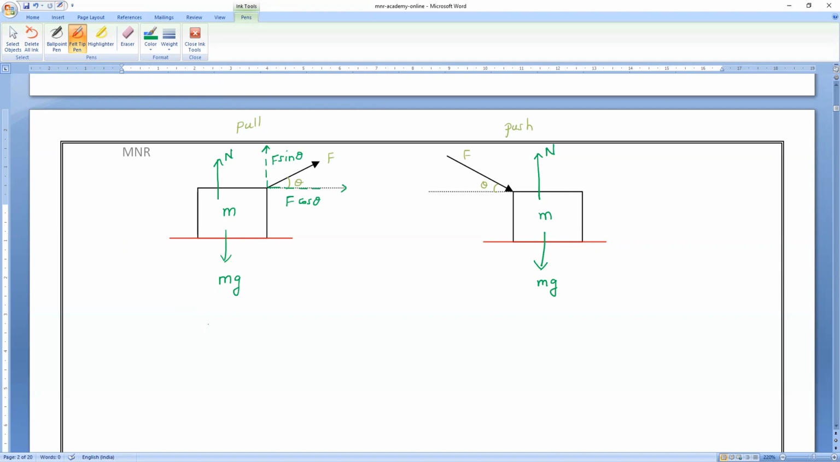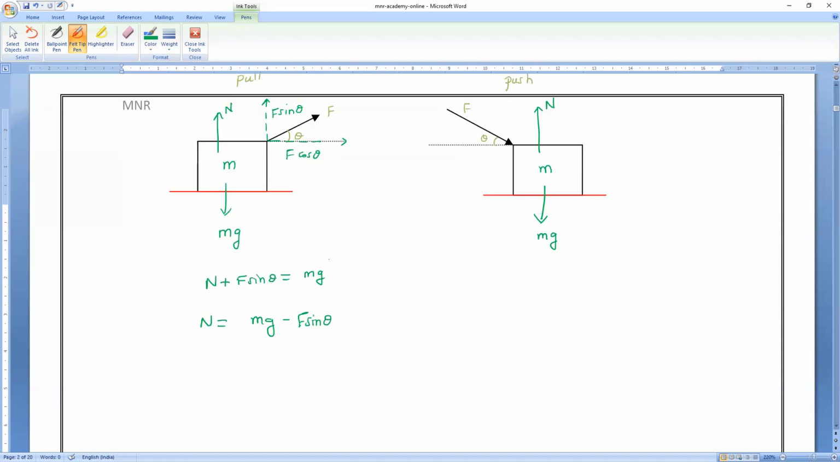So I can say normal plus now 2 reactions is acting upward direction. That is, N plus F sin theta is equal to what, guys? Mg. Am I right, everybody? Clear? From that, normal is equal to Mg minus F sin theta. You should speak. Are you all able to understand or not? Everybody clear? Yes or no? Yes, sir.